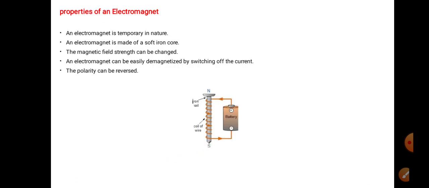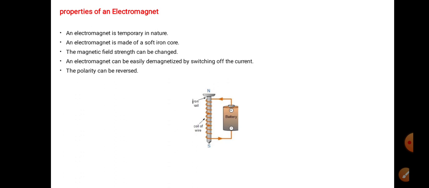Here we can see a diagram of how it actually looks. This iron nail is nothing but the iron core, the coil of wire is wound around it, and a battery is attached across the coil. When current flows through this coil, it shows magnetic property and forms N and S poles. We can see this in the figure.